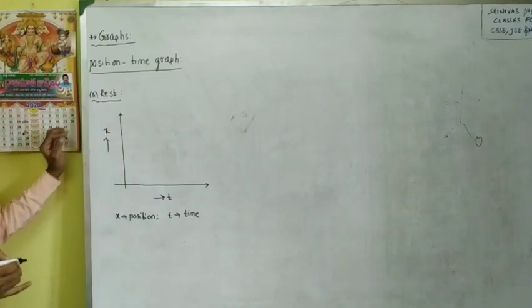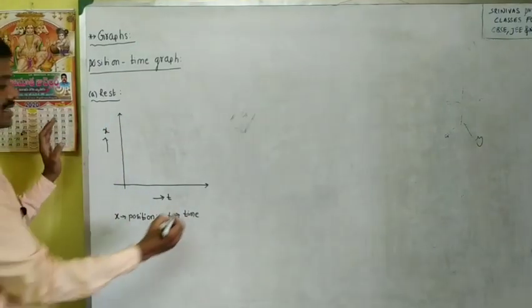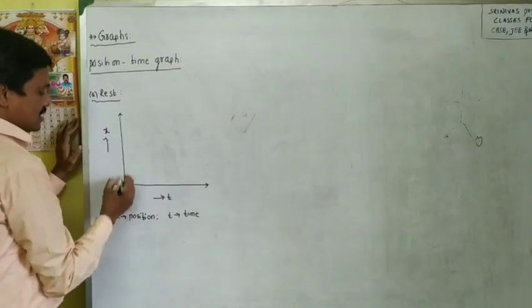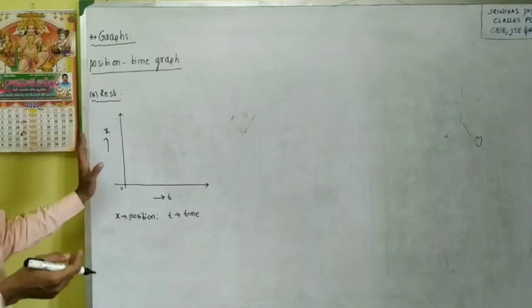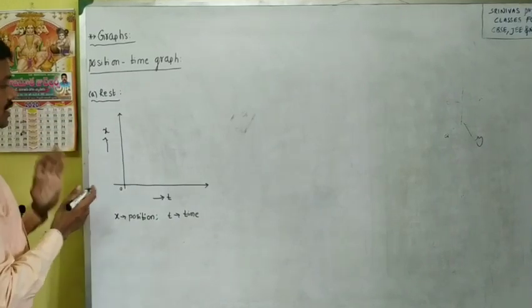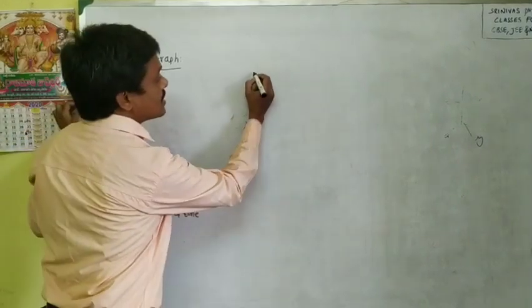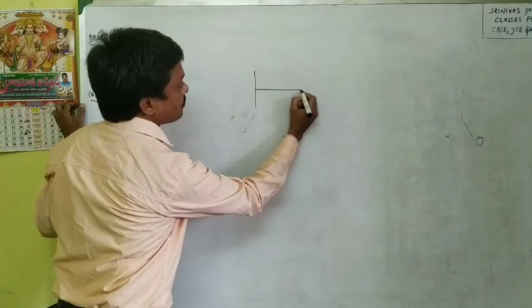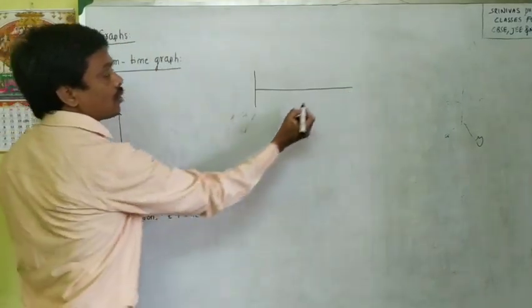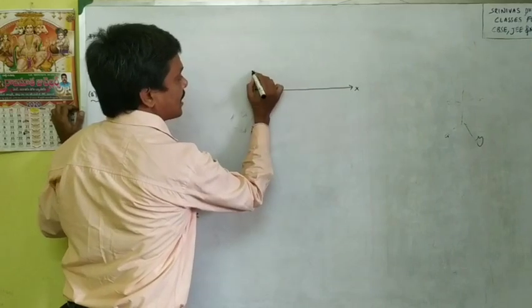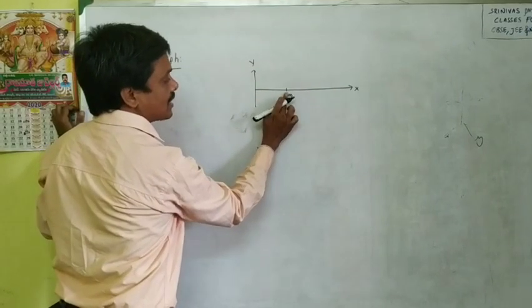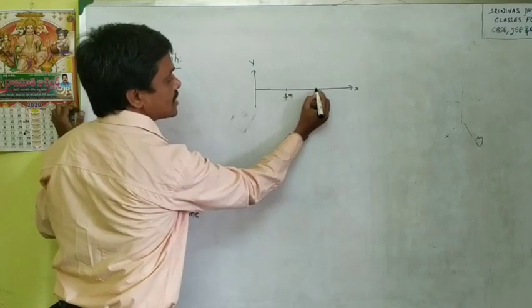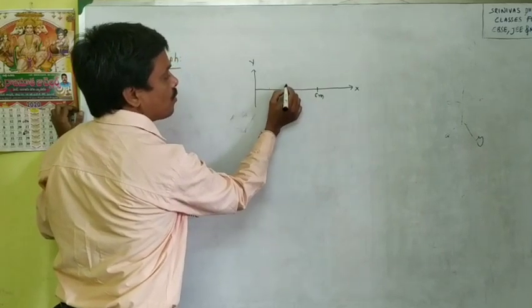This is the x-axis and this is the y-axis. This is the origin, you know that. And how to draw the position time graph for the rest body? For example, this is the coordinate system. A 2D coordinate system means two axes that are perpendicular to each other. For example, this is the 2 meter location, or the 3 meter location. This is the 6 meter location.